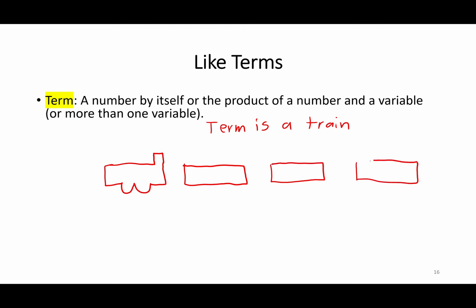So let's imagine here you have 4x plus 2y plus 3z minus 4. Yeah? Each one of these is a term. They're separate compartments on a train that you hook together with the plus or the minus signs.